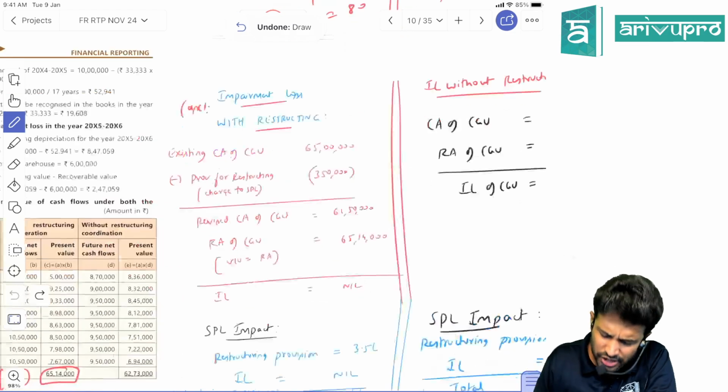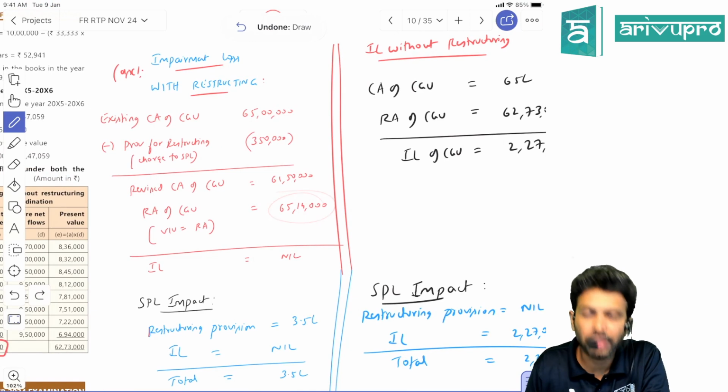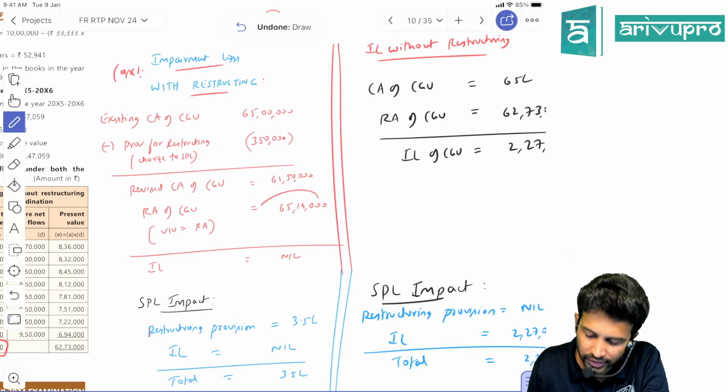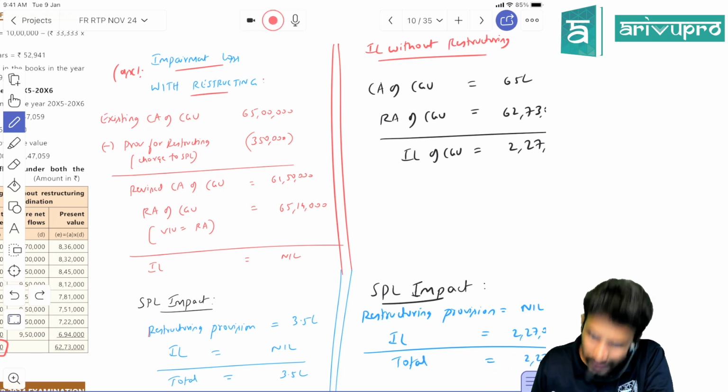Then what is the recoverable amount? Fair value less cost to sell is not given. So value in use itself becomes the recoverable amount. How much is that? 65,14,000. Carrying amount 61, recoverable amount 65. So carrying amount is not exceeding recoverable amount. Will there be any impairment loss? No. What will be the SPL impact?